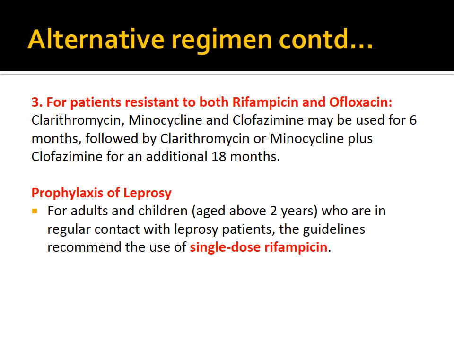Third alternative regimen is for patients resistant to both rifampicin and Ofloxacin. So here the patient is highly resistant to rifampicin and also Ofloxacin. So we can give clofazimine along with Minocycline and Clarithromycin. We have seen Clarithromycin is also active. So here we can give Clarithromycin, Minocycline and clofazimine for the first 6 months, followed by Clarithromycin or Minocycline.